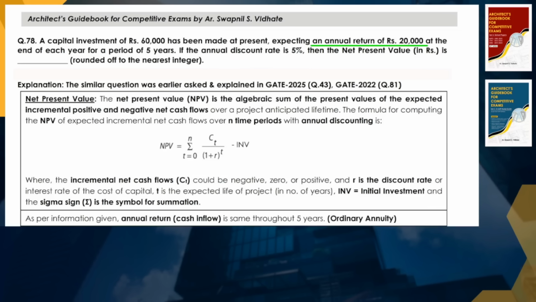As per the information in the question, the annual return, that is cash inflow, is the same throughout the 5 years. They have mentioned that it is expecting an annual return of 20,000.